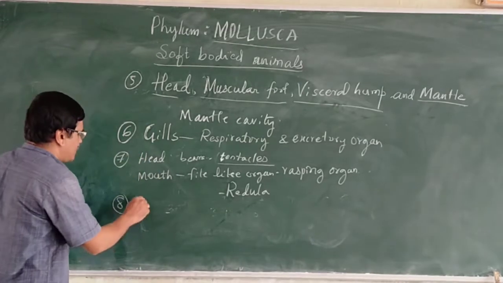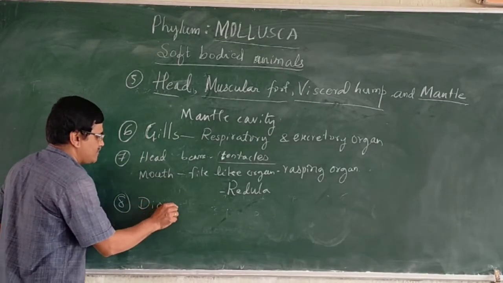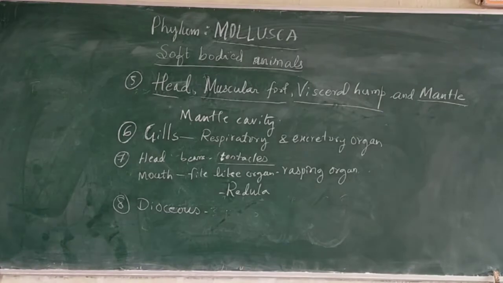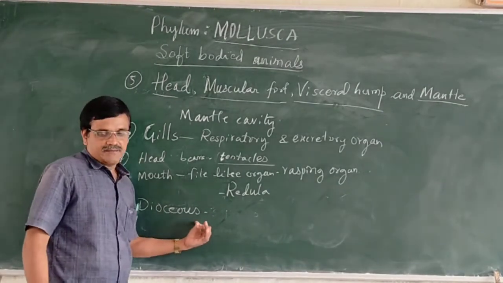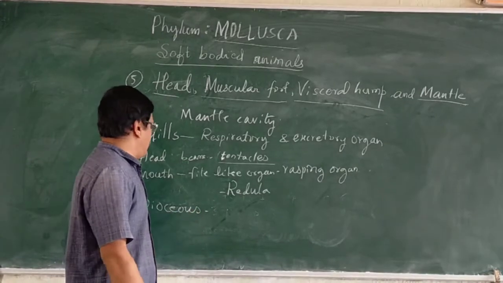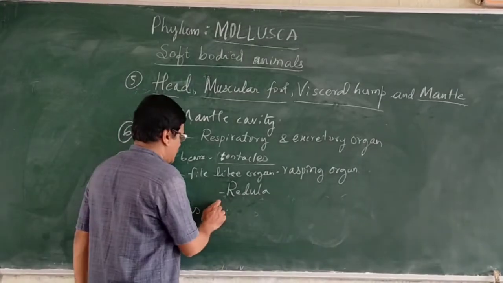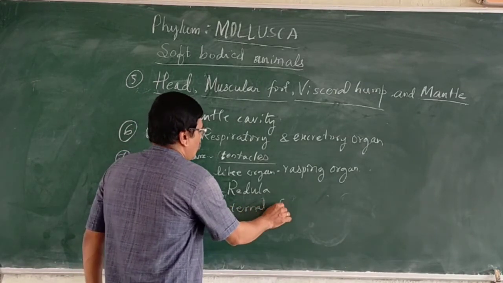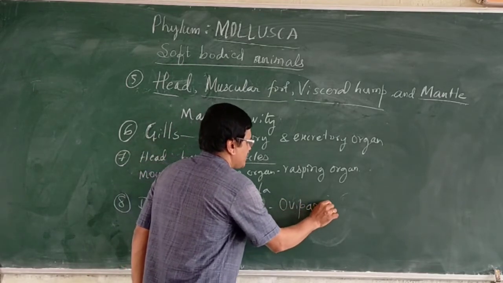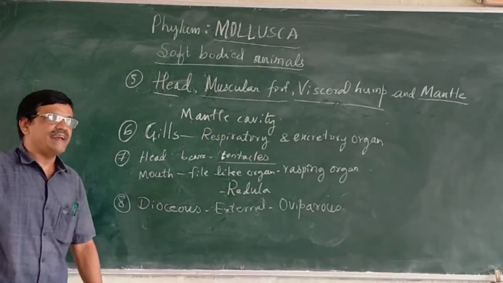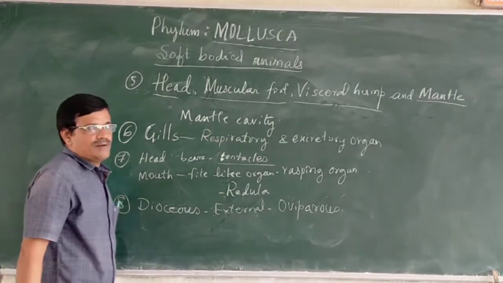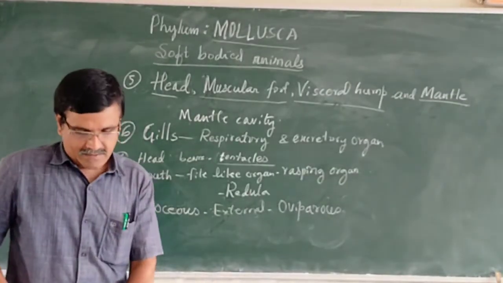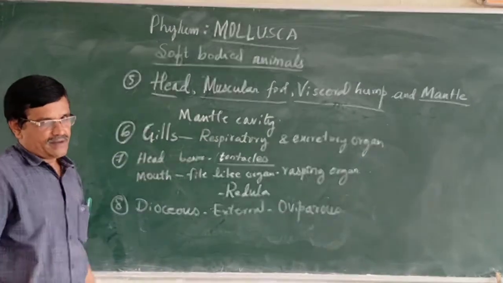Okay, the next character. The molluscans are dioecious, that is unisexual. Males and females exist as separate individuals, and fertilization is external. They are oviparous, egg laying, and development is indirect, that is through a larva.